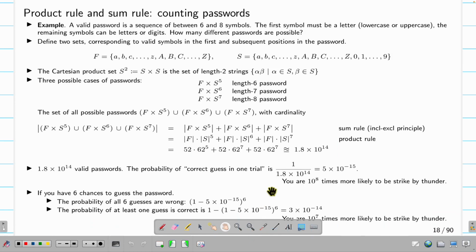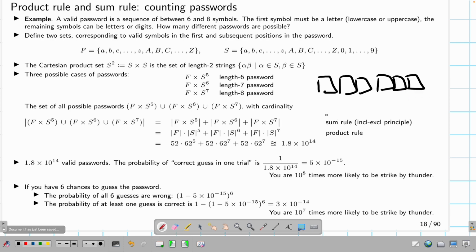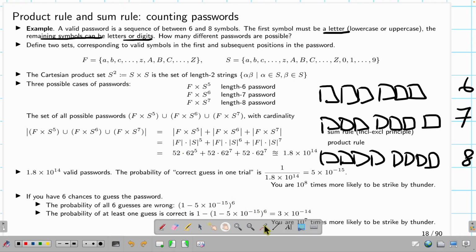And lastly, we will talk about the basic counting principle for counting passwords. Suppose you have a password that is between 6 and 8 symbols. That means you have 6 boxes to 8 boxes. The first symbol must be a letter, lowercase or uppercase, and the remaining symbols can be letters or digits. How many passwords are possible?